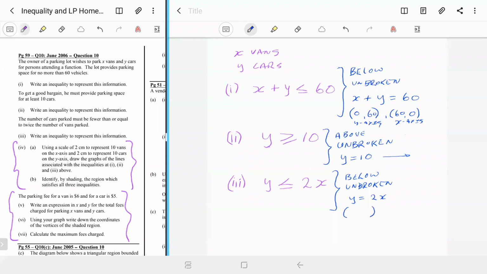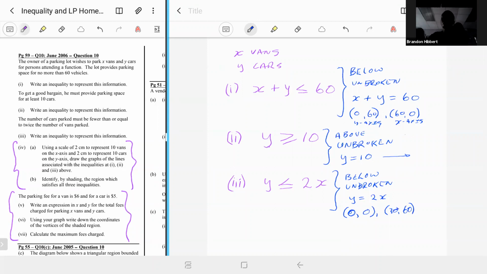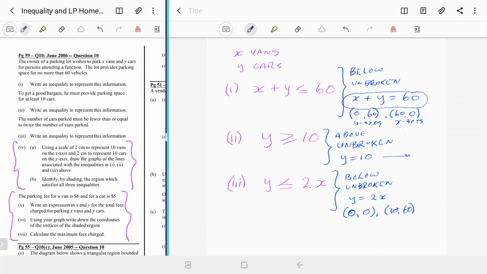And then we need 2 points for this. One of the points clearly is 0, 0, because there's no c value. For the next point, I put in an x value, for example, the x value of 30. 2 times 30 is 60, right? We use 60 because of this equation, so we have to go up to 60. That's how you know to use 30 and 60.